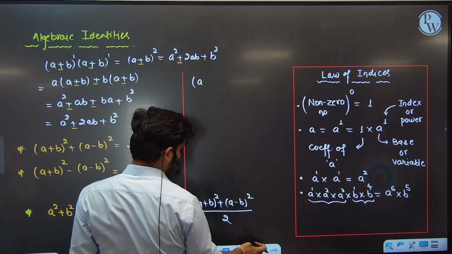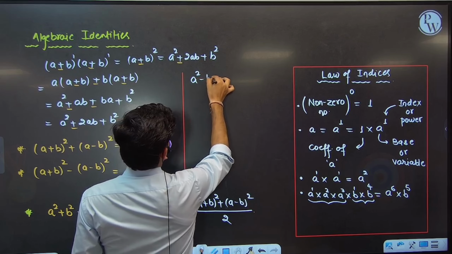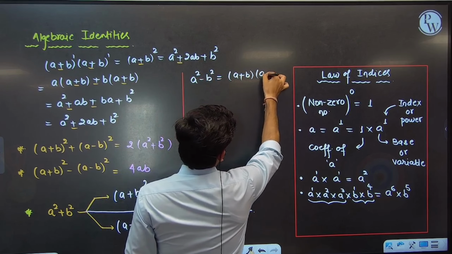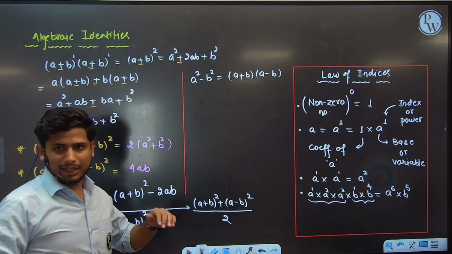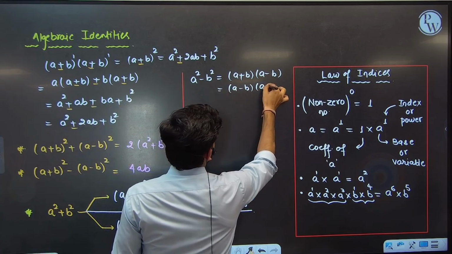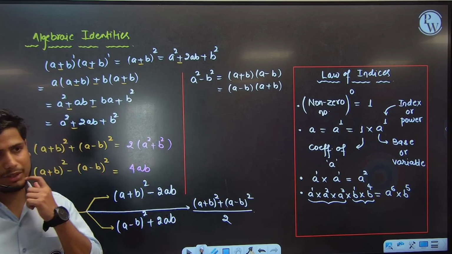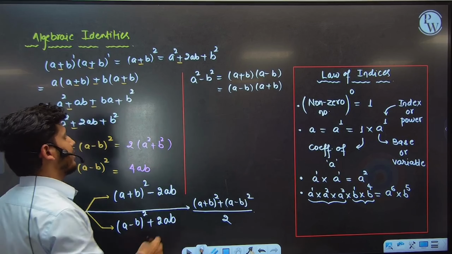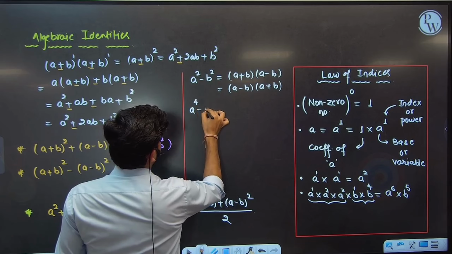a square minus b square. A square minus b square is a plus b into a minus b, or also a minus b into a plus b. Yeah, so a square minus b square is equal to a plus b into a minus b. Okay, tell me a to the power 4 minus b to the power 4.